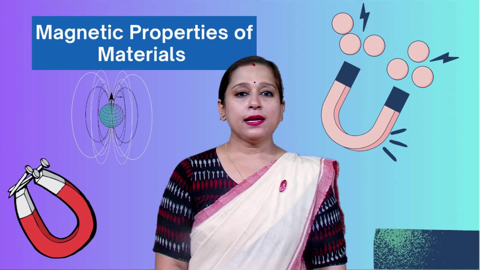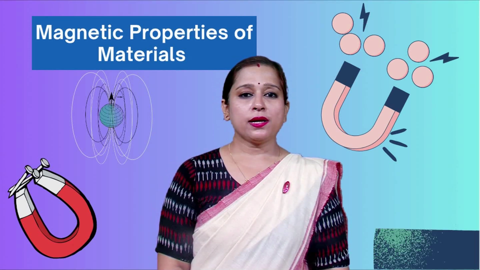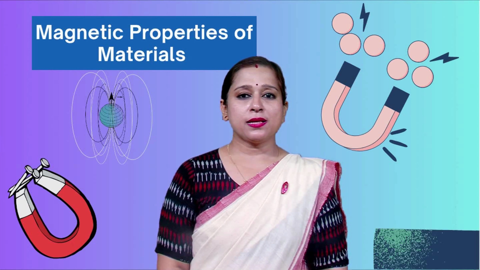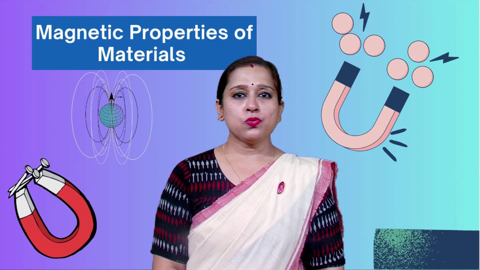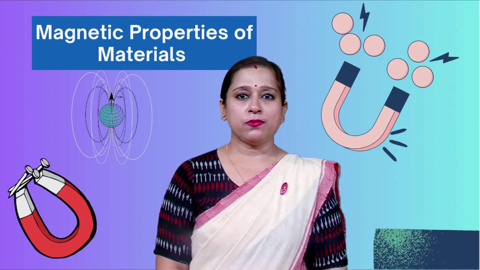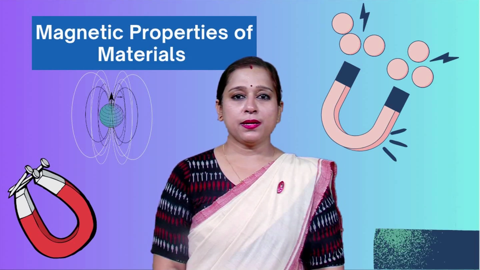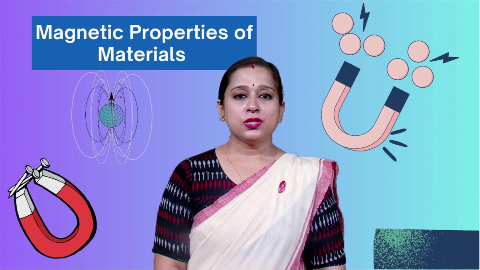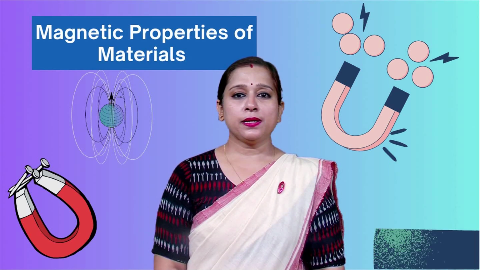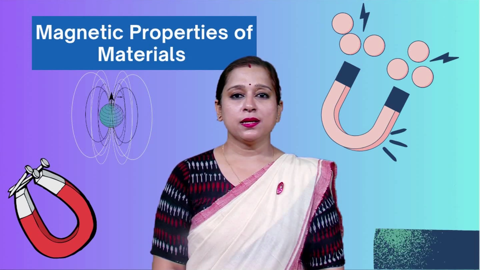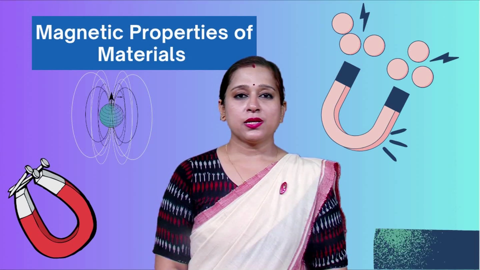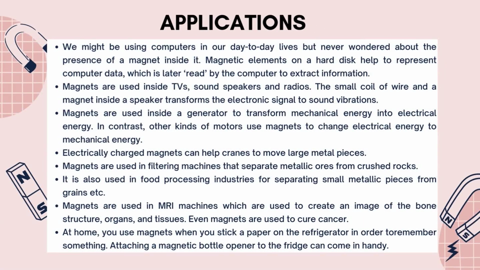Here, a net spin magnetic moment exists for each Fe2+ and Fe3+ ion, which corresponds to 4 and 5 Bohr magnetons respectively. In case of ferrimagnetic materials, a net magnetic moment arises due to the incomplete cancellation of spin magnetic moments of nearby atoms. Let us move to the applications of different types of magnetic materials. So these are the applications.